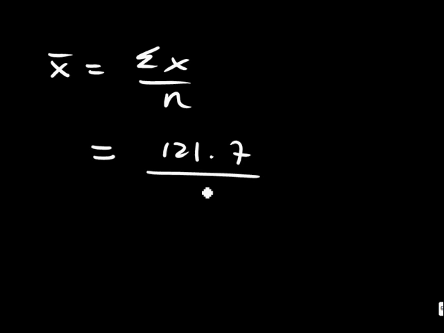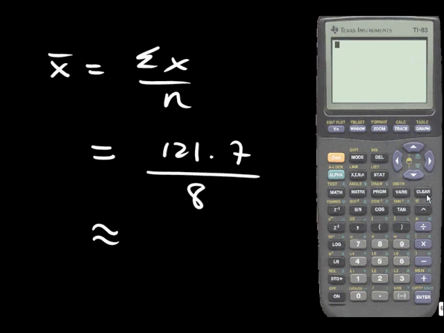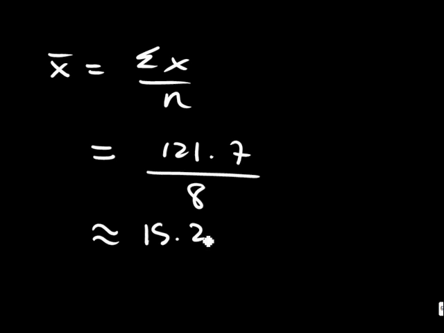The sample mean is sum x over n. Well, 121.7 divided by 8 is approximately 15.2125. This is our sample mean.